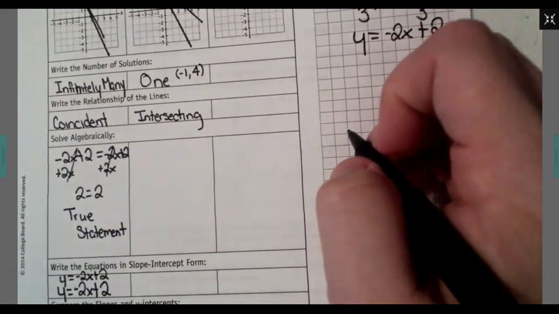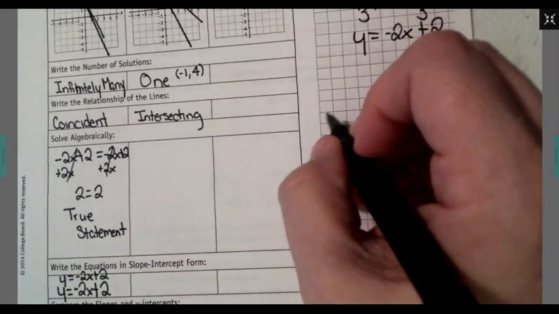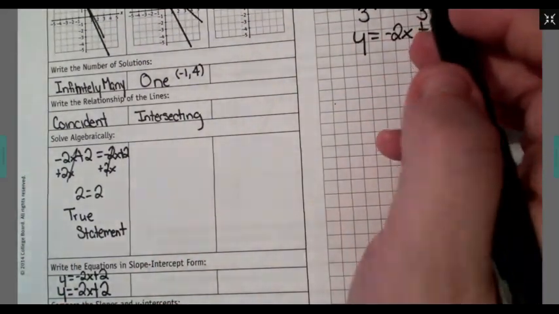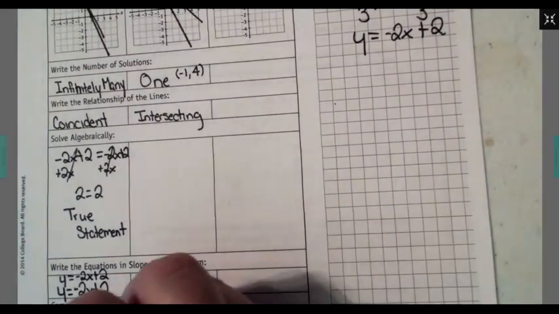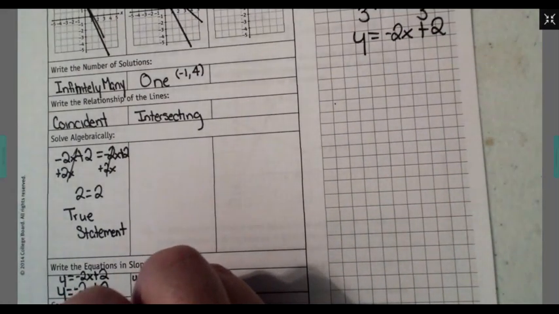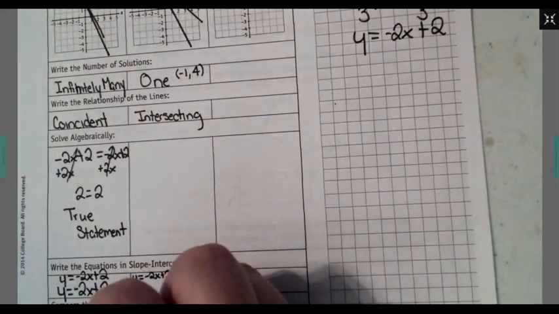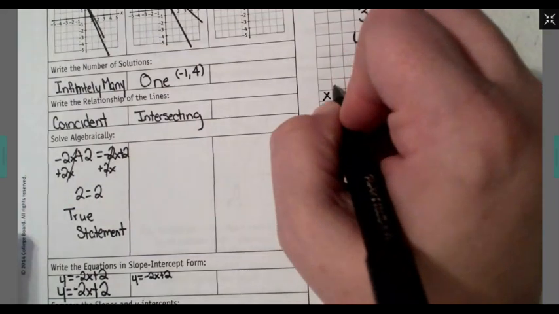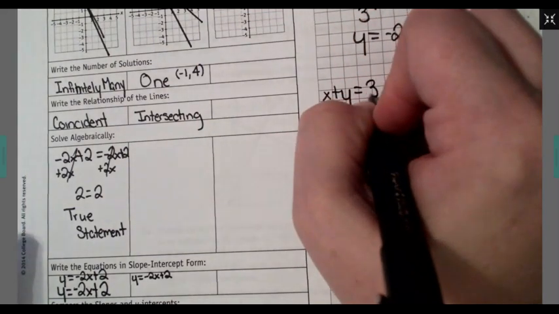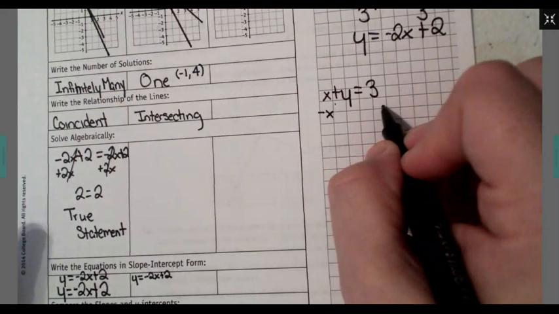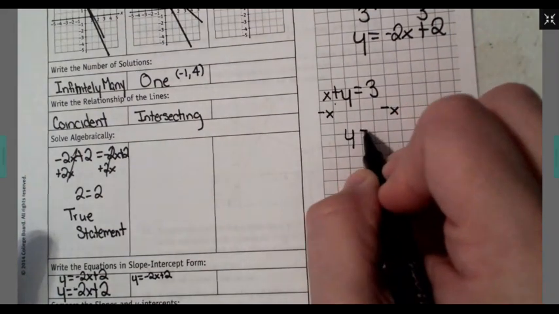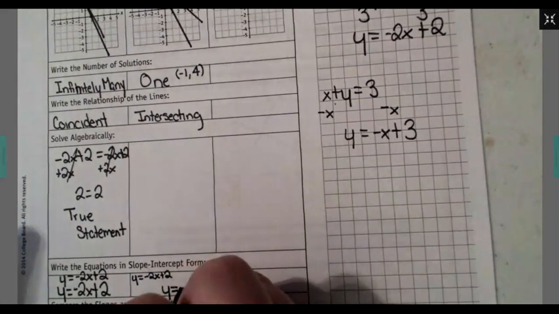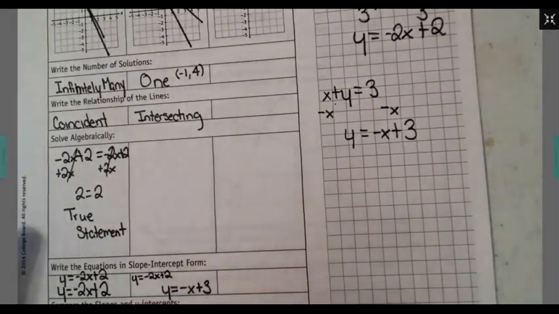I know I'm going to have to write these in slope-intercept form. We already know that the first one is y equals negative 2x plus 2, because that was the same from previous. But let's find out what that second one was. It was x plus y equals 3. I'm going to subtract x from both sides. We get y equals negative x plus 3. So my second equation in slope-intercept form is y equals negative x plus 3.